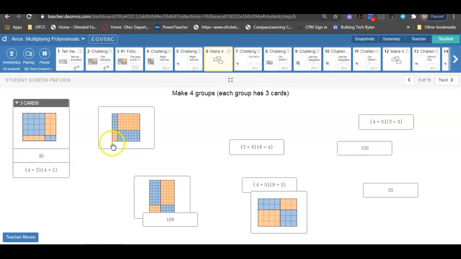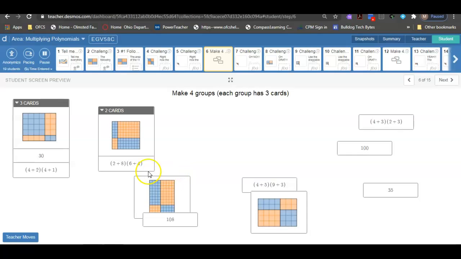All right, for this particular rectangle, going across the bottom, we have a dimension of 2 plus 8, counting 1, 2, 3, 4, 5, 6, 7, 8. And then vertically, we have a dimension of 4 plus 6. So that's this right here, 2 plus 8 times 6 plus 4. Okay, so I'm going to line those up. There we go. And then if we find the total area, we've got 10 times 10 or 100.